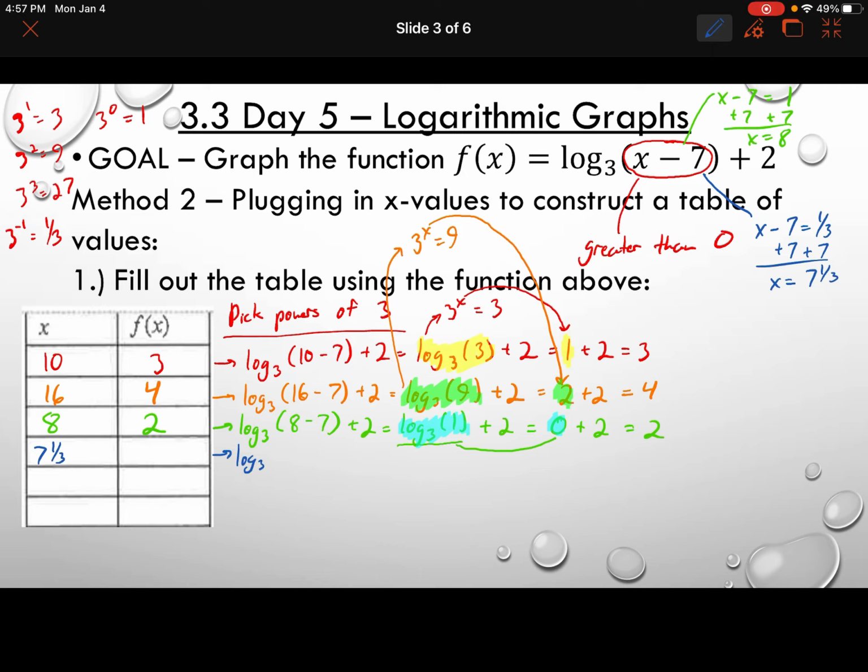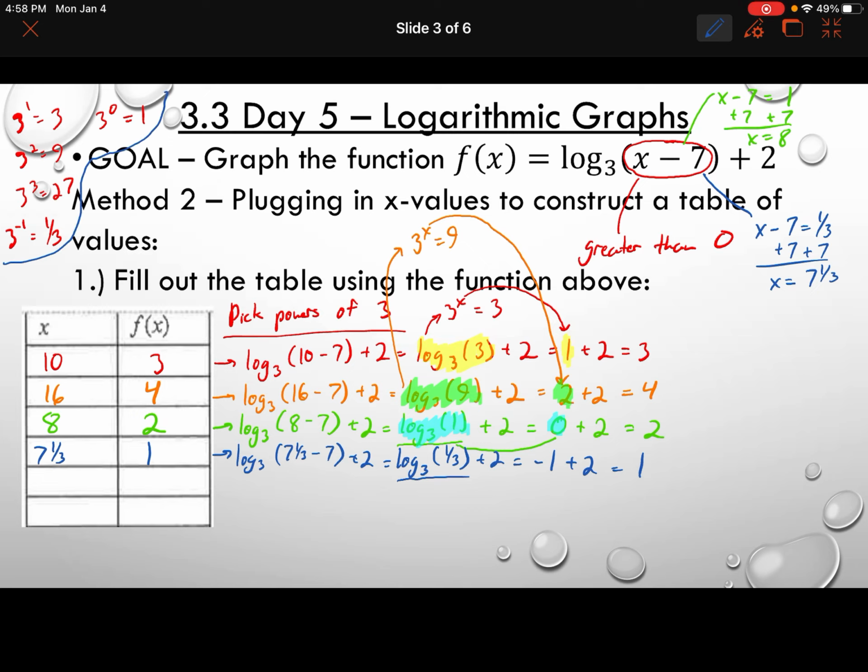So log base 3 of 7 1/3 minus 7, plus 2, is going to give me log base 3 of 1/3 plus 2. So 3 to what power is 1/3? Negative 1. 3 to the negative first power is 1/3. So negative 1 plus 2 gives me 1. And there.